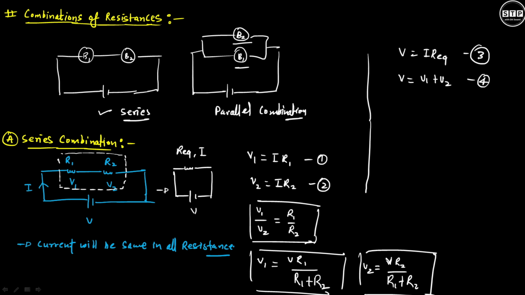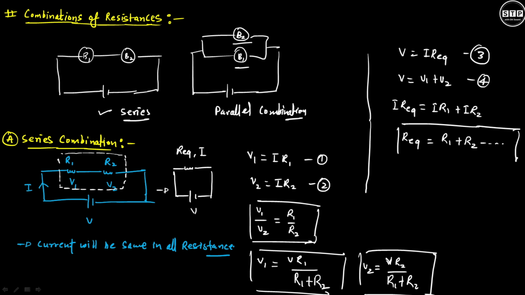So equation 1, 2, 3 is value. If I put in the equation 4, I can write down as I R equivalent equals to I R1 plus I R2. I will be cancelled out. From here I will get the formula of R equivalent, that is R equivalent equals to R1 plus R2, and so on. So this is equivalent resistance in case of series combinations of resistances. Okay, so this is series combination.